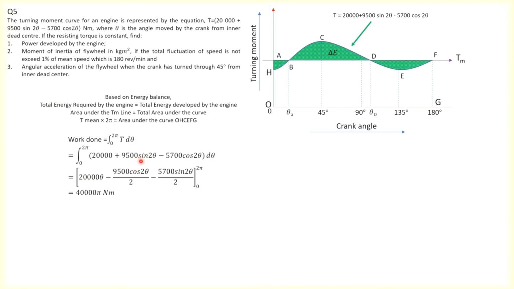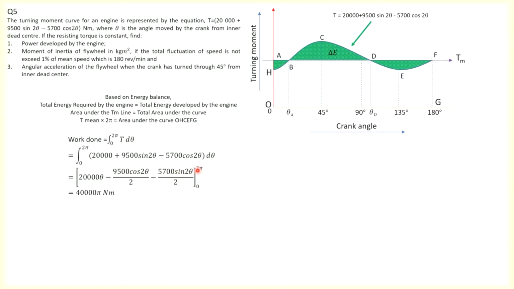When you integrate sine 2 theta, you get negative cos 2 theta over 2. This is integration, not differentiation. Integrating sine 2 theta, I repeat, you get negative cos 2 theta over 2. Integrating cos 2 theta, you get positive sine 2 theta over 2, times the negative, so that is why it's negative. So this is after integration. Then you put in your upper limits and your lower limits.